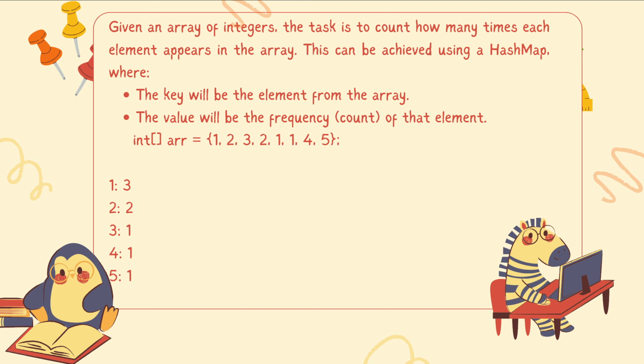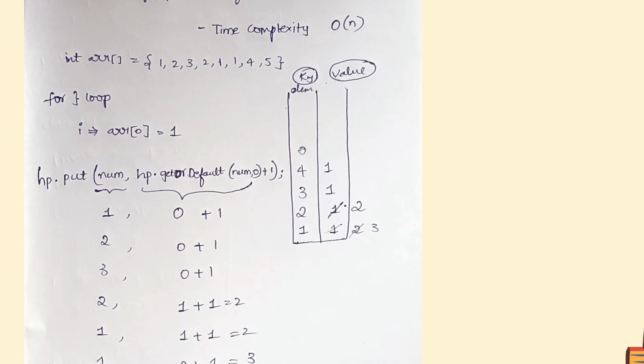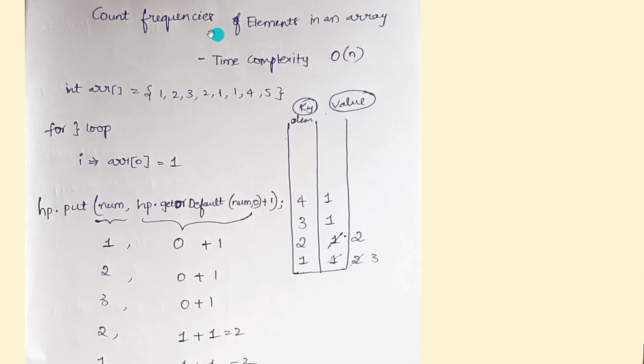Okay, let us go into the question and the logic. I hope you got the question. Now we are going into the logic. Count frequencies of elements in an array. Time complexity is order of n. Let it be the HashMap. Here is the given array with the elements. Run a for loop from index 0. The element at index 0 is 1.